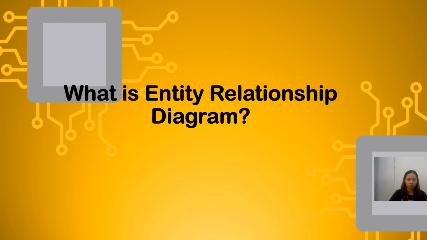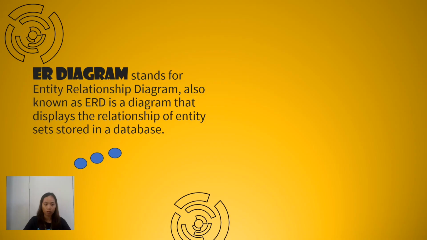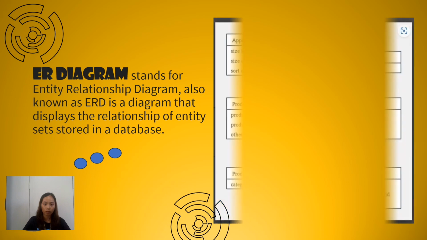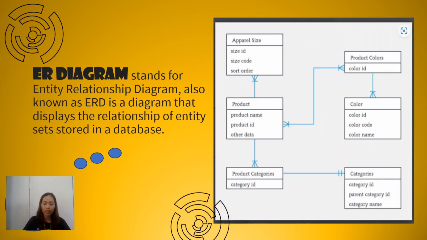What is an entity relationship diagram? According to Guru99.com, ER diagrams, or entity relationship diagrams, are diagrams that display the relationship of entity sets stored in a database. The best example is the picture. Don't be confused about what the picture means. We will go through it in the next minutes of this video.